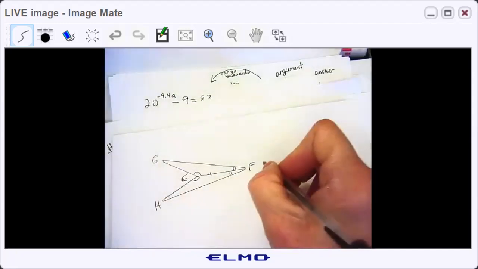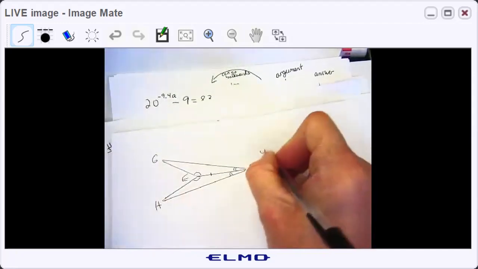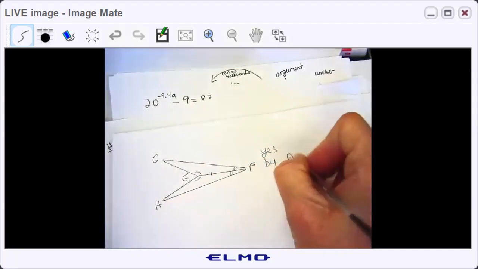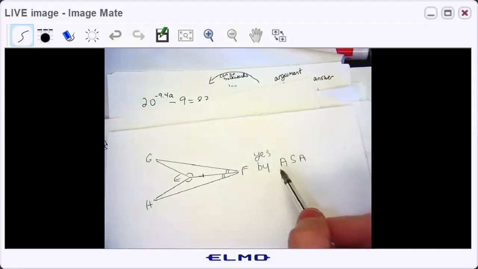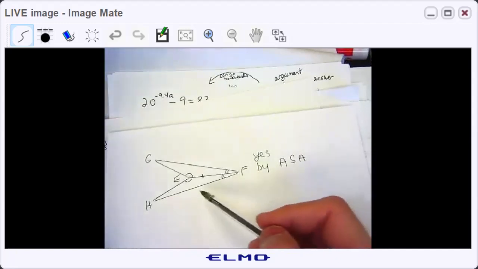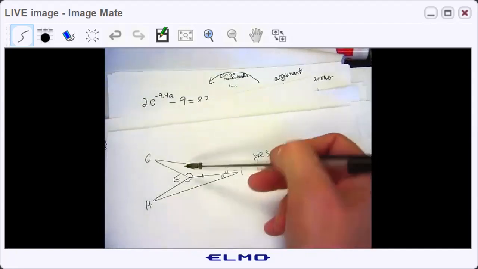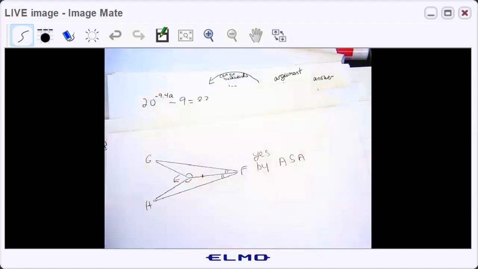So this would be a yes, and it would be by 2 angles with the side in the middle. So by angle, side, angle. And I hope you can see that this thing has just been reflected down. Go ahead and draw it with the patty paper though.